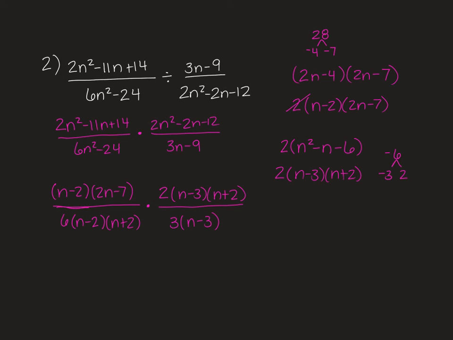I can basically make this one big fraction and start canceling common factors. So n minus 3, n plus 2, n minus 2. And then we have a 2 and then a 6 and a 3. So 2 divided by 6, both of those are multiples of 2. So this can reduce. 2 goes into 2 once. 2 goes into 6 3 times. So let's rewrite what we have. So we have 2n minus 7 over 3 times 3, which is 2n minus 7 over 9. That's your final answer.